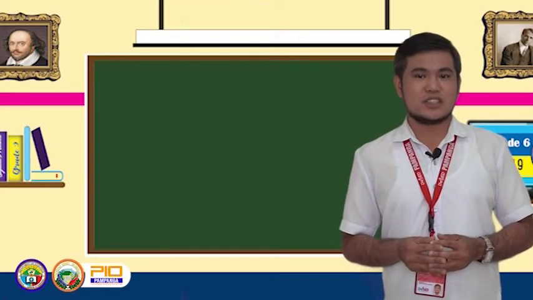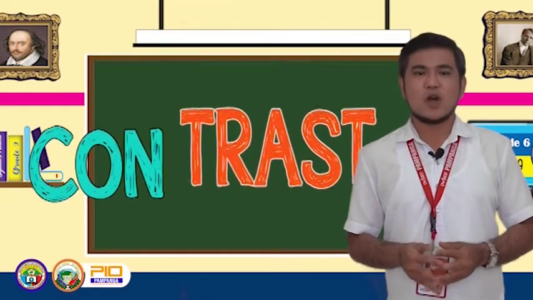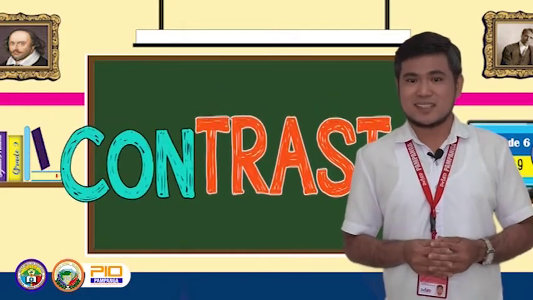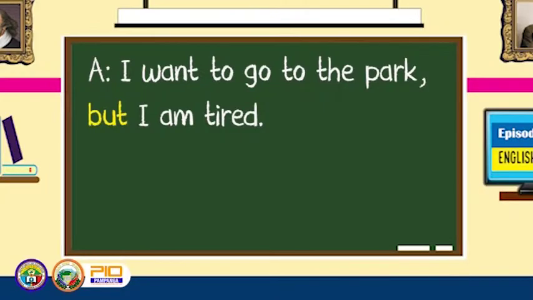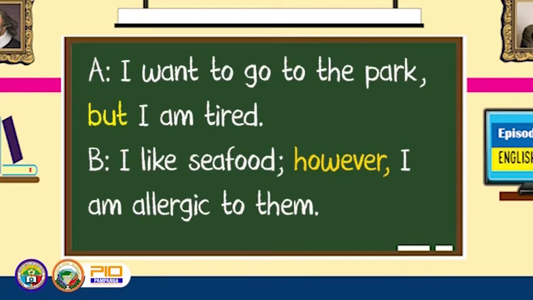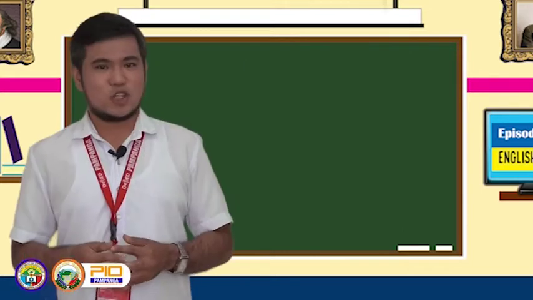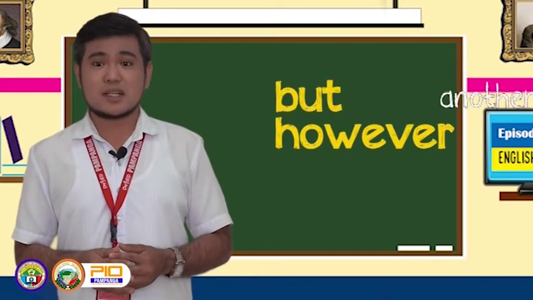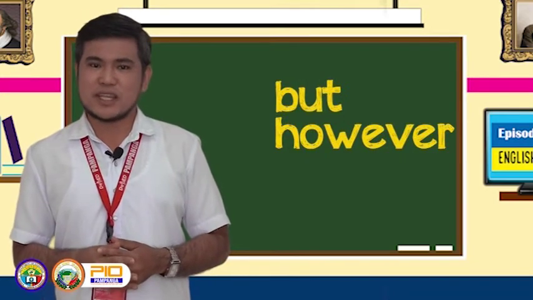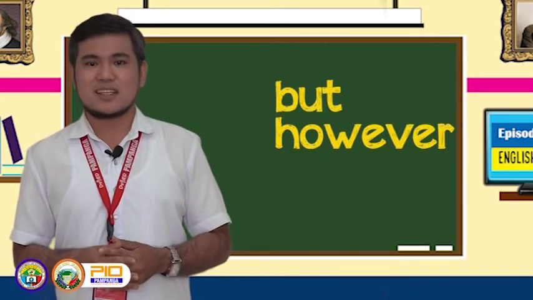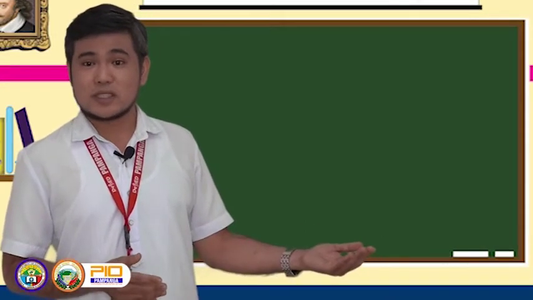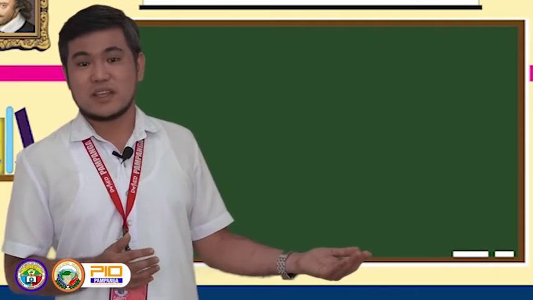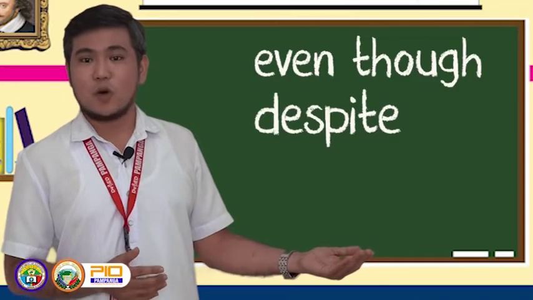Sequence connectors are used to contrast information or show the differences between ideas. Observe carefully these sentences. I want to go to the park, but I am tired. I like seafood, however, I am allergic to them. The connectors but and however are used to introduce a phrase or a clause contrasting with what has already been mentioned. Here are the other connectors with the same function: even though, despite, or in spite of.